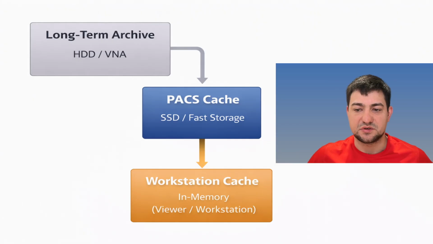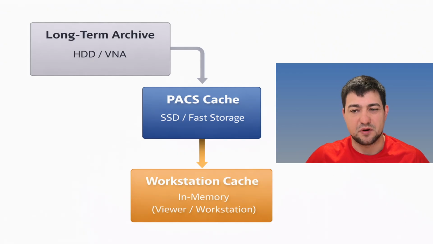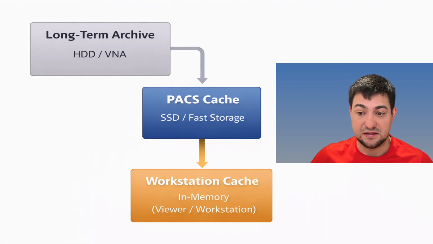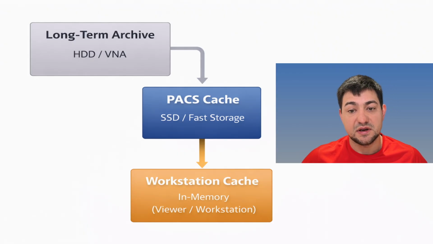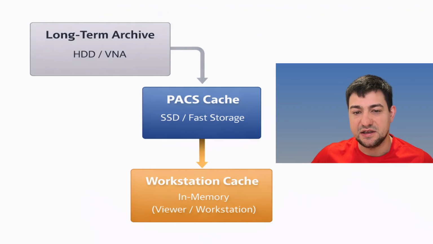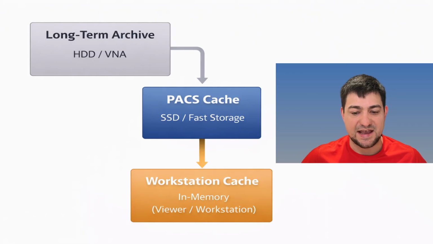is called tiered storage. What happens here is that you have different devices that are used for storage. For example, your long-term archive, that's the permanent house of your images. That's where they live on a permanent basis. Whatever we need to access quickly, we move over to what's called PACS cache.